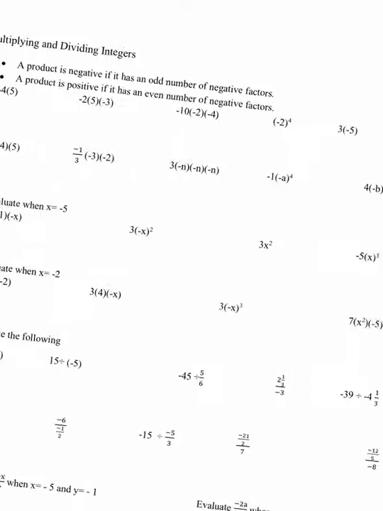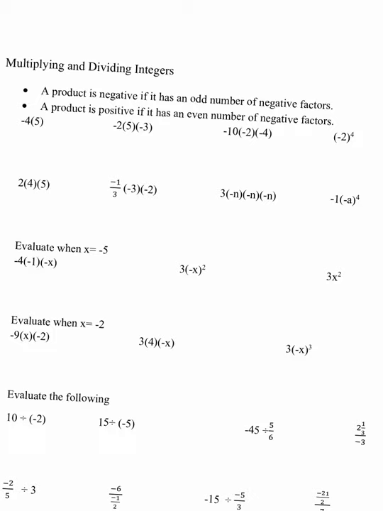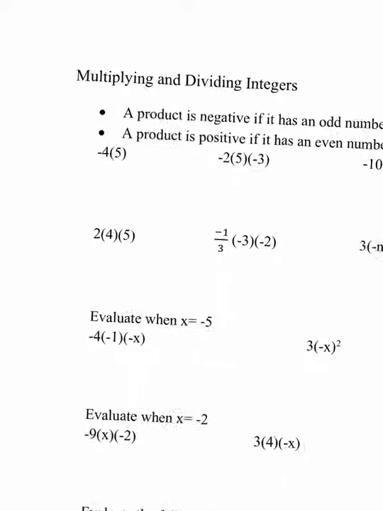Alright, so we're going to go ahead and talk now about the front, which is about multiplying and dividing integers. So a product is negative if it has an odd number of negative factors. A product is positive if it has an even number of negative factors. So let's look at number 1.